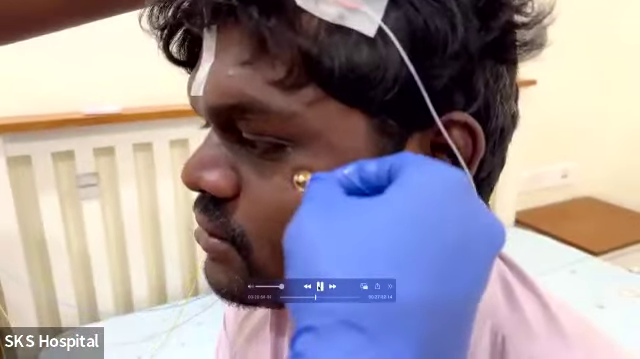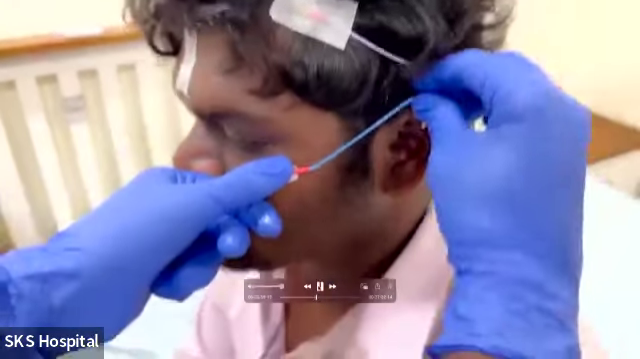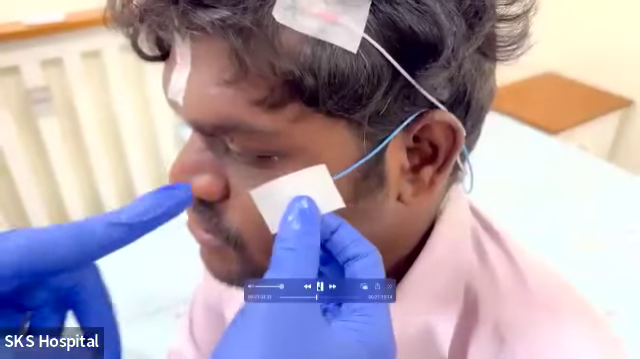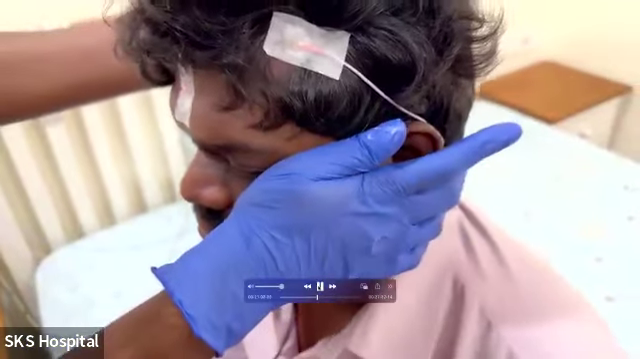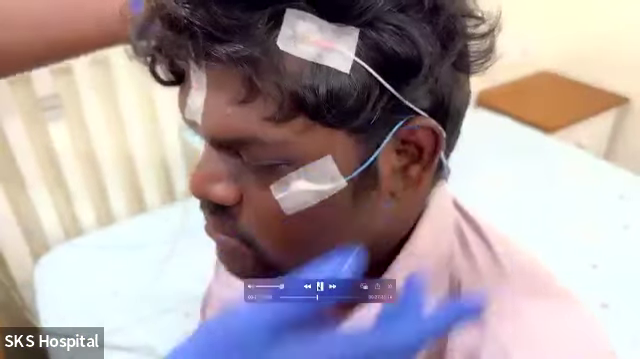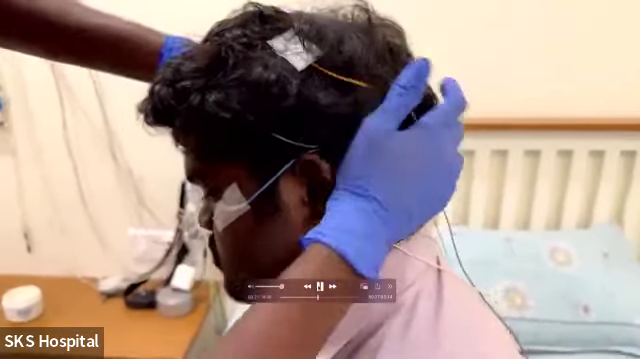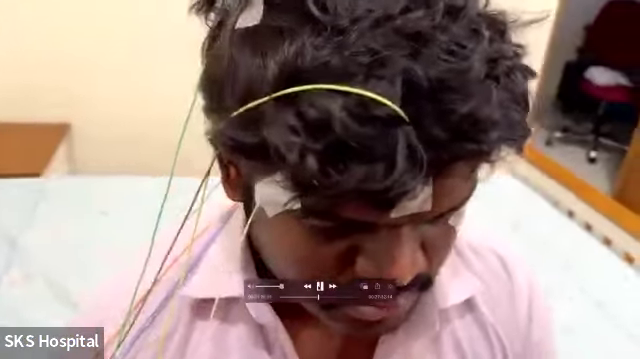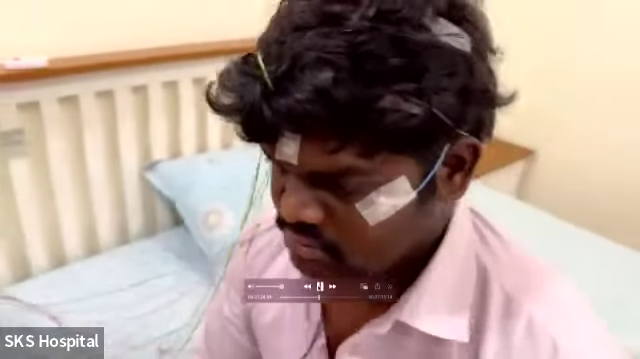This is how an EOG is connected, on the left side, which is 1 centimeter lateral to the outer canthus and 1 centimeter below, similar to how we connect an EEG. That is the reference mastoid on the left side. And this is the right-sided EOG, where you can see it is 1 centimeter lateral and above the outer canthus.